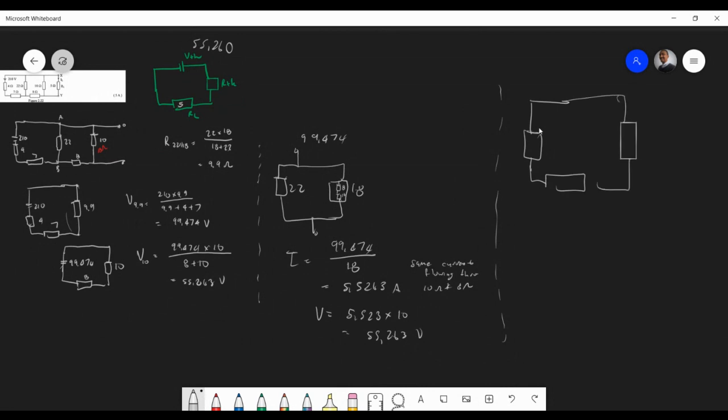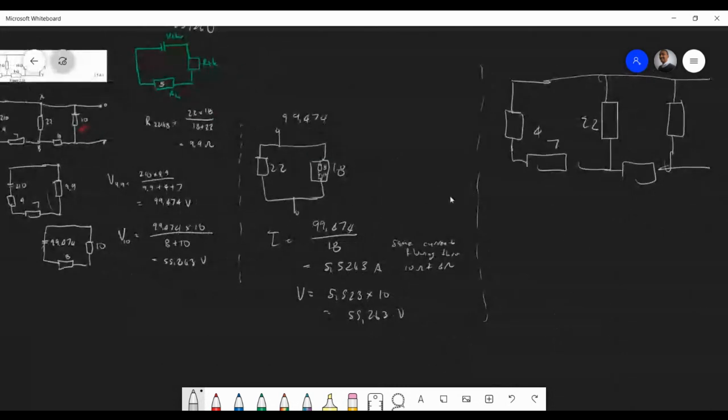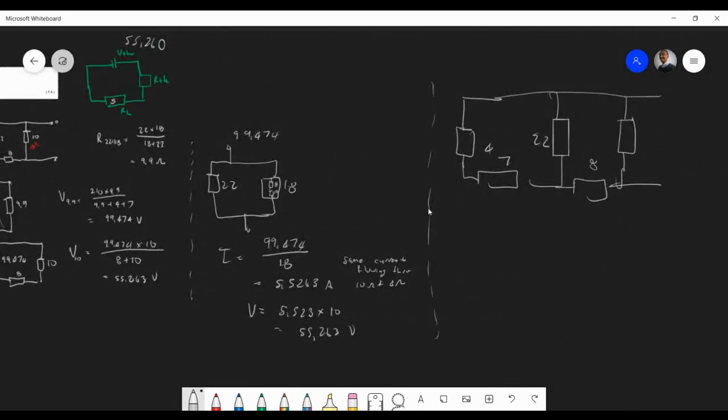This, that, 8, and that's all open. 4722, and we have 8 and a 10. So the way I do it, or they say looking in, we should actually look this way now. We're adding up our R Thevenin.